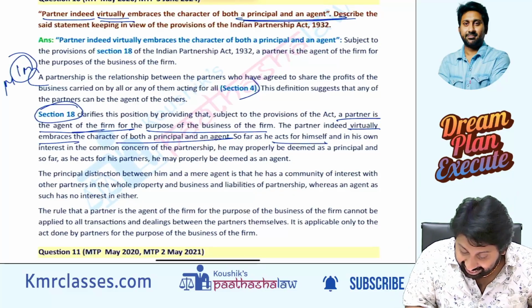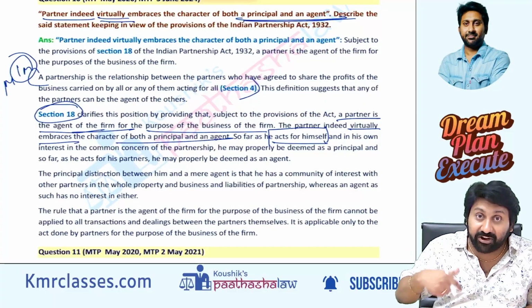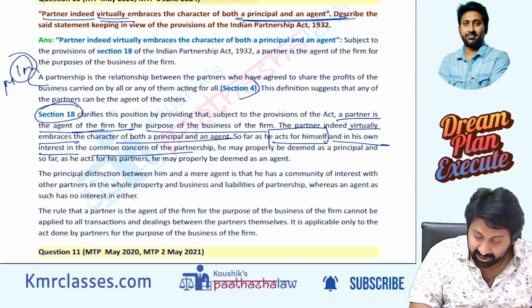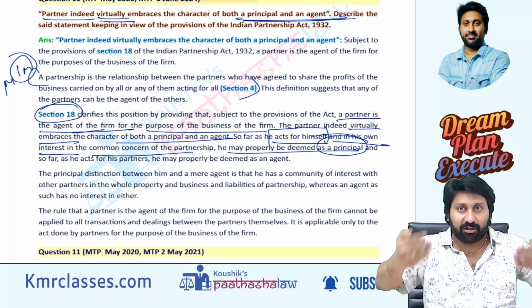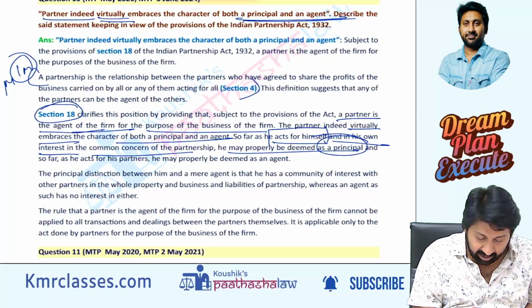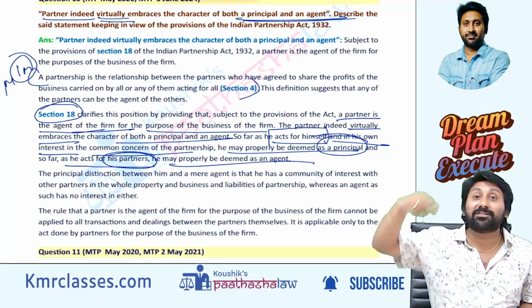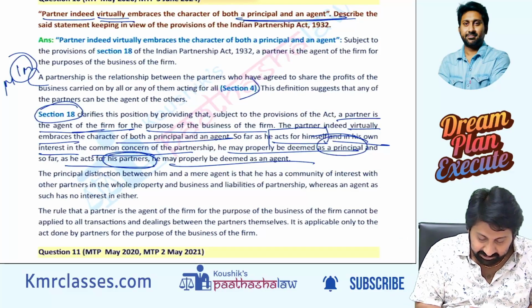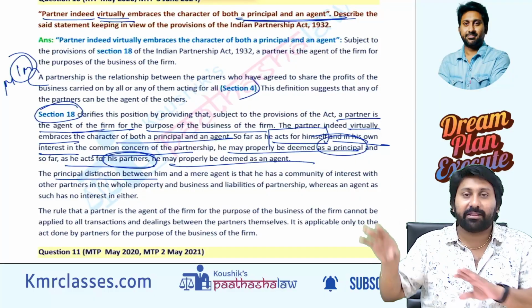That's what the section says here: so far as he acts for himself, now I am bringing 5 lakh for me, not for the firm. After giving it to the firm, it becomes the firm's. In his own interest in the common concern of the partnership, he will be principal only. If he does anything for himself, he is considered a principal. As far as he acts for his partners, he will be agent. If he purchased books on behalf of the firm, he will be treated as an agent, and the others as principals.